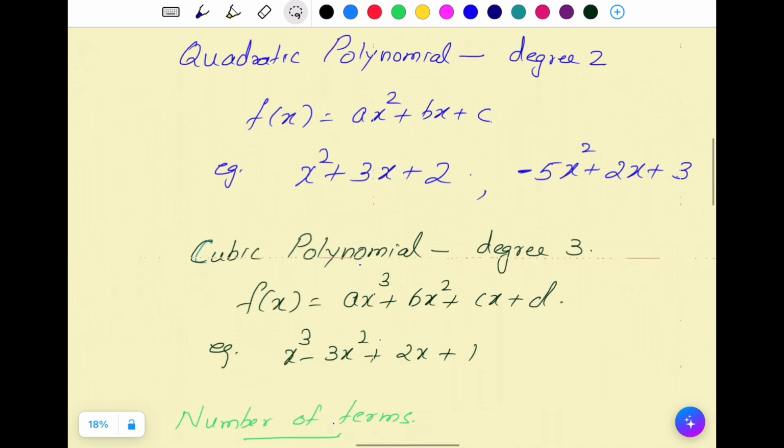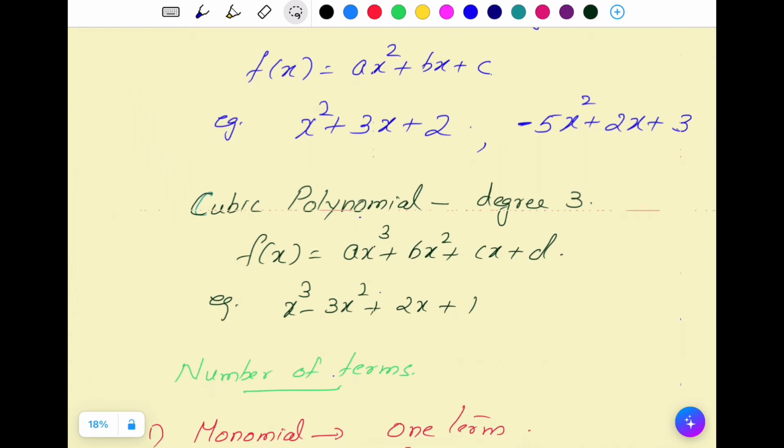A polynomial of degree 3 is called a cubic polynomial. ax cube plus bx squared plus cx plus d is the general format. x cube minus 3x squared plus 2x plus 1. So, 3 is the degree of this polynomial.